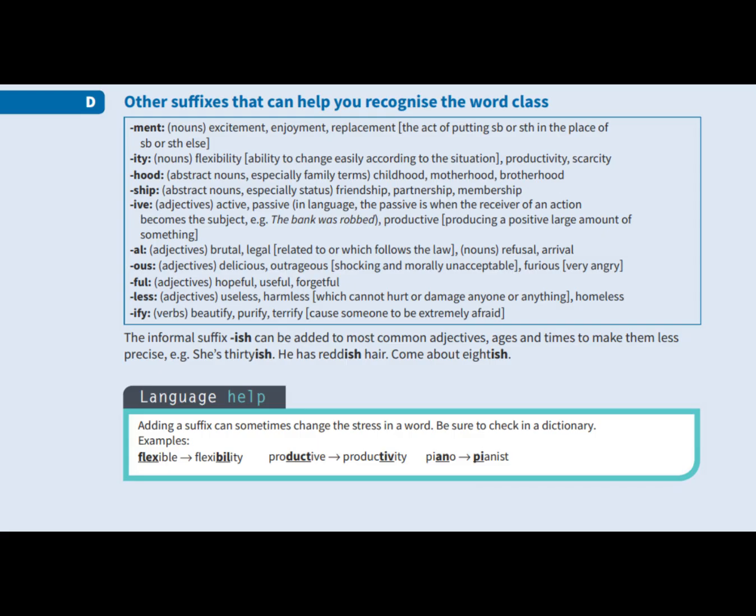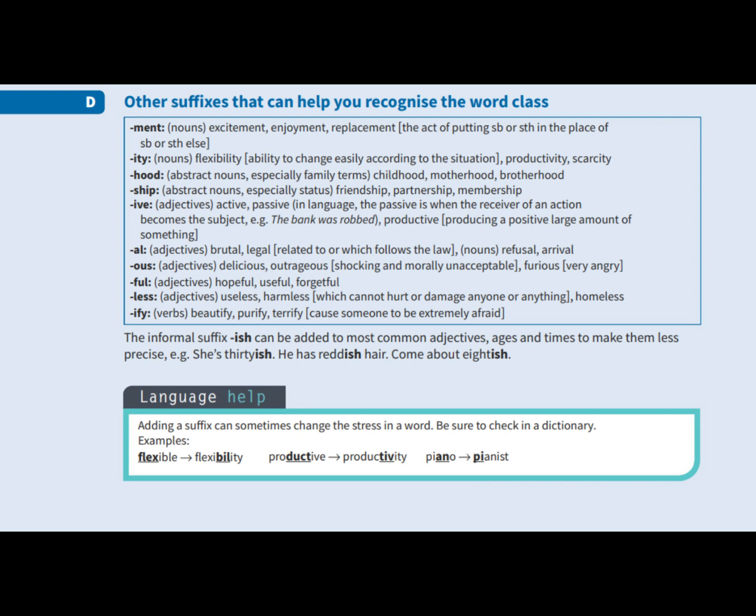The informal suffix -ish. The informal suffix -ish can be added to common adjectives, ages, and times to make them less exact. For example, she is 30-ish. This means that she is approximately 30 years old. He has reddish hair. This means that his hair is somewhat red. Come at about 8-ish. This means to come at approximately 8 o'clock.